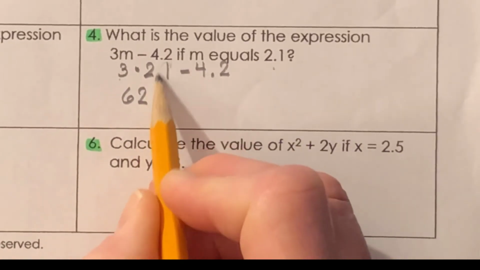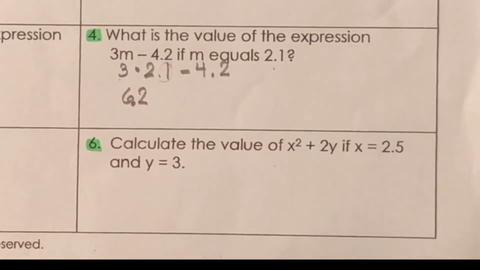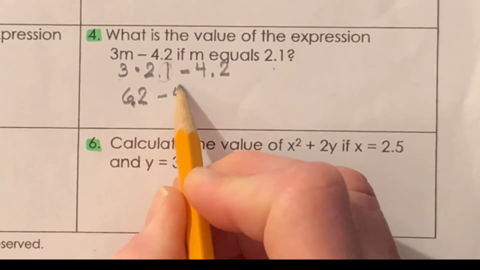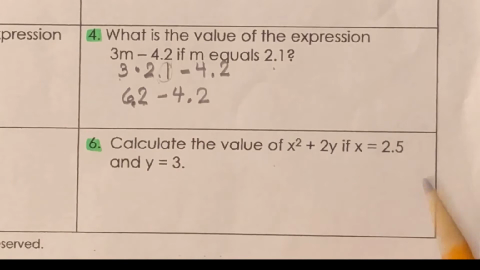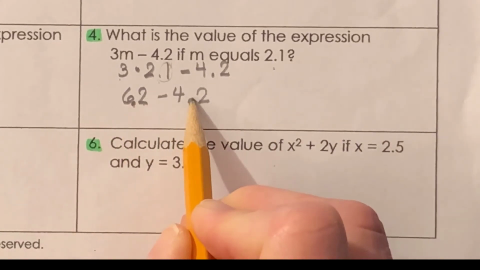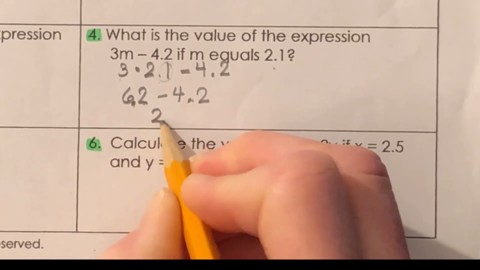I have one digit to the right of the decimal, so in my product I'll have one digit to the right, just like that. 6 and 2/10 minus 4 and 2/10. When you subtract, you get 2 wholes.